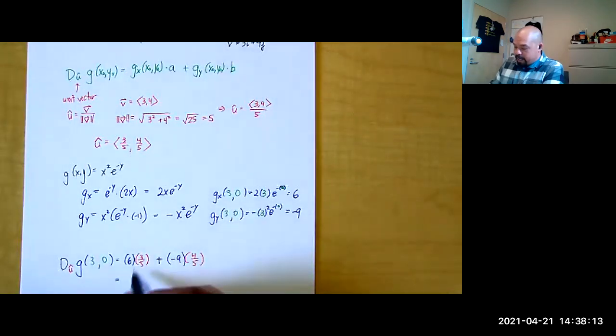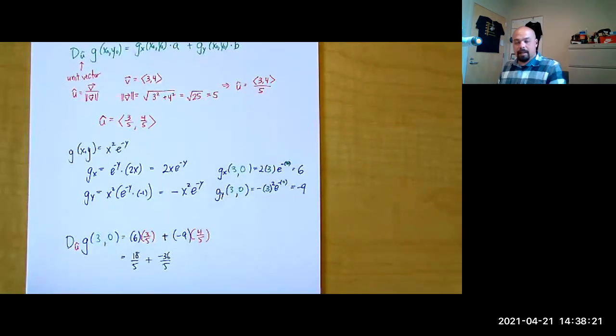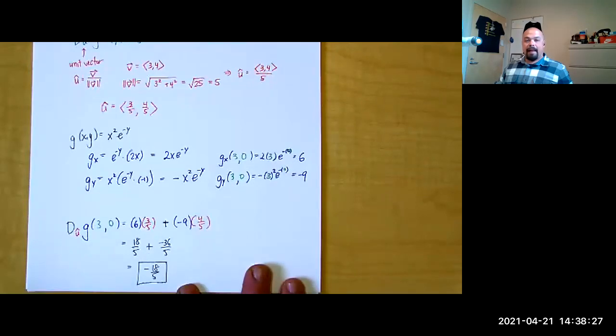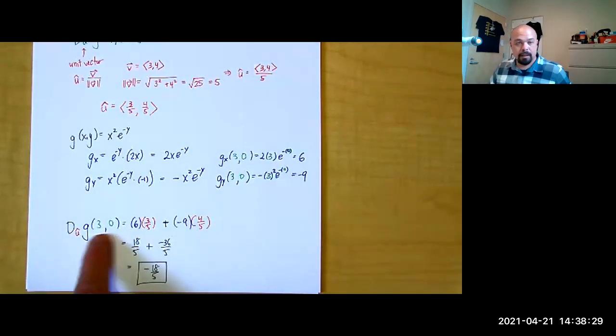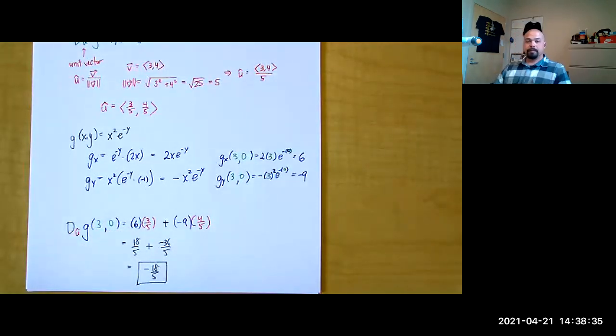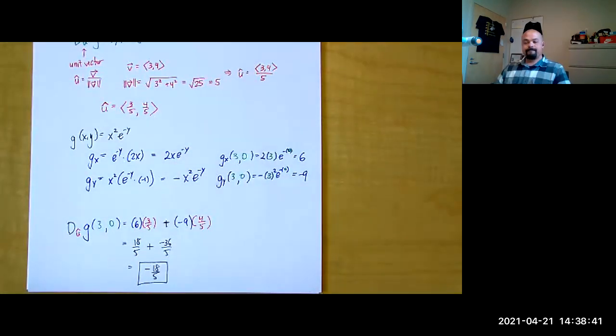And what are we getting there? 18/5 plus a negative 36/5. Check my arithmetic. And the end, negative 18/5, right? So in this case, at that point on our surface, when x is 3, y is 0, we can plug into our function, get our z coordinate, right? 9 times 1, 9, positive 9.